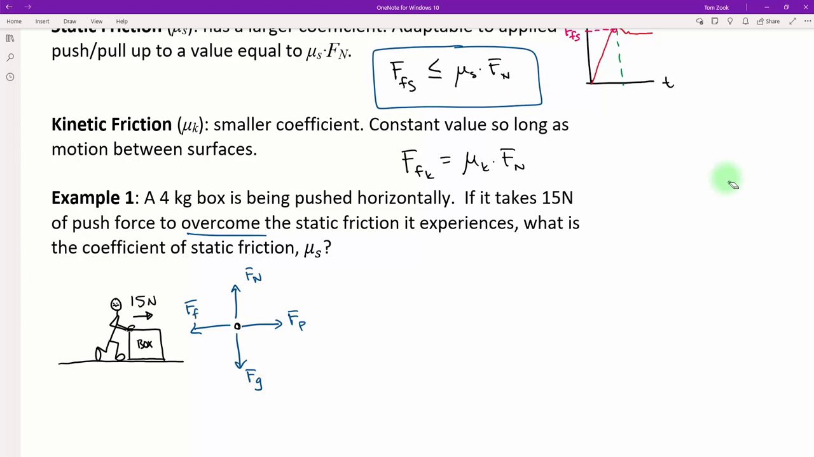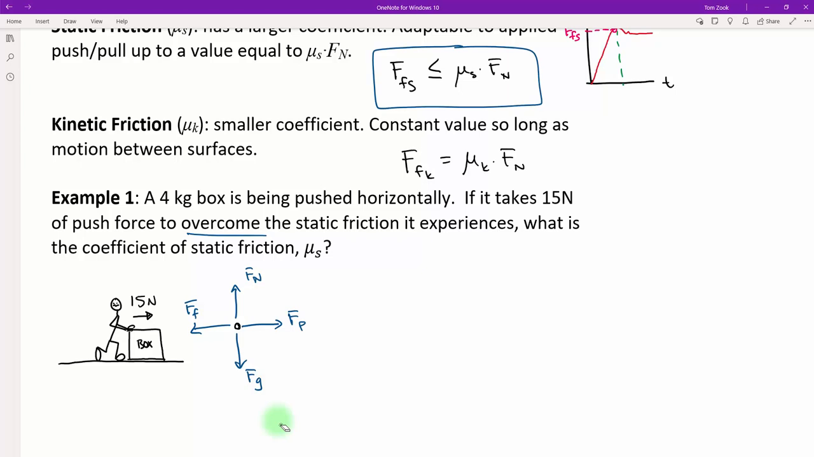Now, technically speaking, you're probably thinking, well, wait, if it's overcoming it, doesn't this have to be bigger? Well, let's assume that if this is 15 newtons, that this was 14.99999999999. It's so infinitesimally smaller than the push force that if we go to normal sig fig sort of stuff, 1 or 2 digits, they're the same. So if we draw a free body diagram like this, we can now go ahead and do some equations.